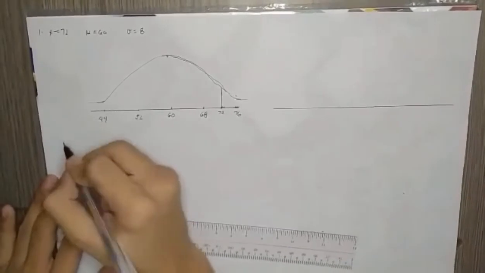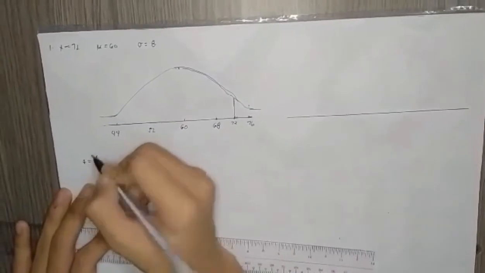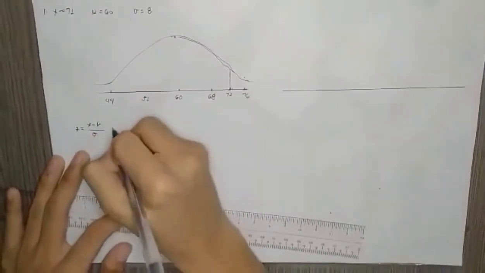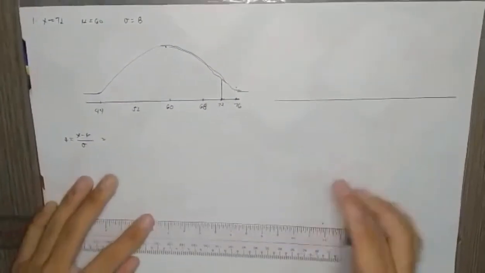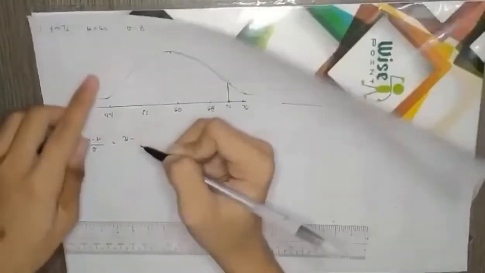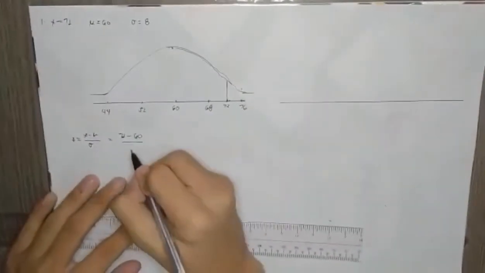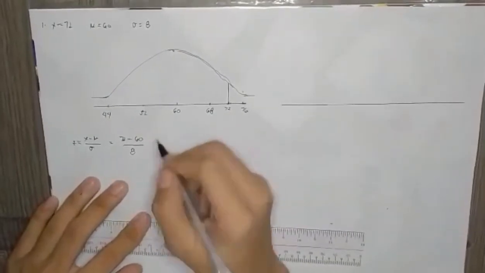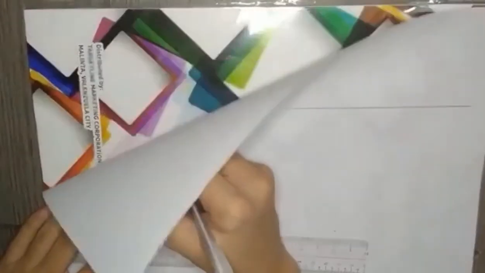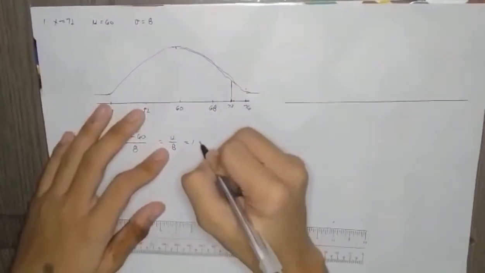Next step, we need to find the value of the z-score. The formula for the z-score is z is equal to x minus the mean over the standard deviation. So we just substitute the given values. x is equal to 72 minus the mean 60, and the standard deviation is equal to 8. So 72 minus 60 is equal to 12 over 8. 12 over 8 is equal to 1.5.